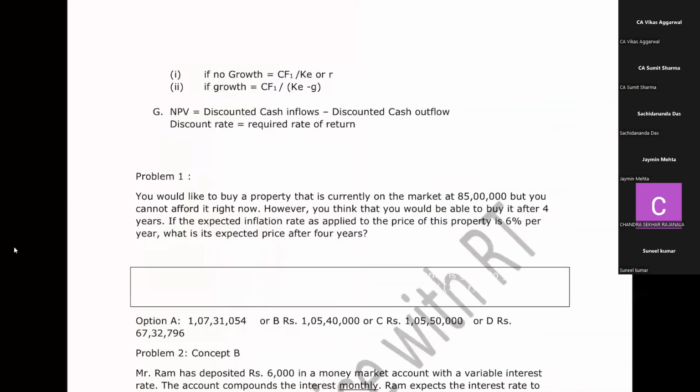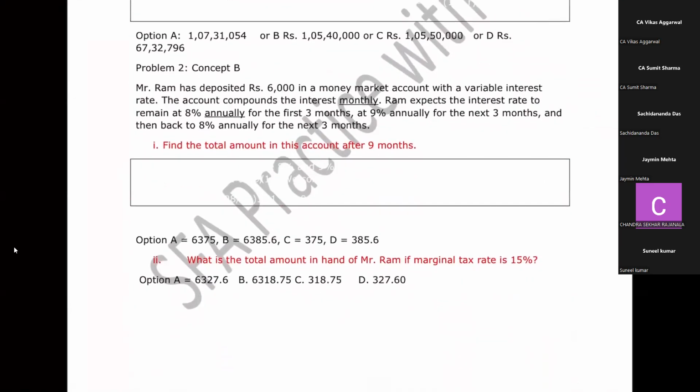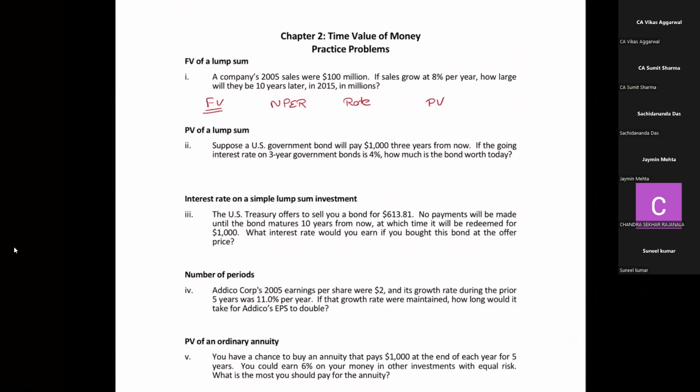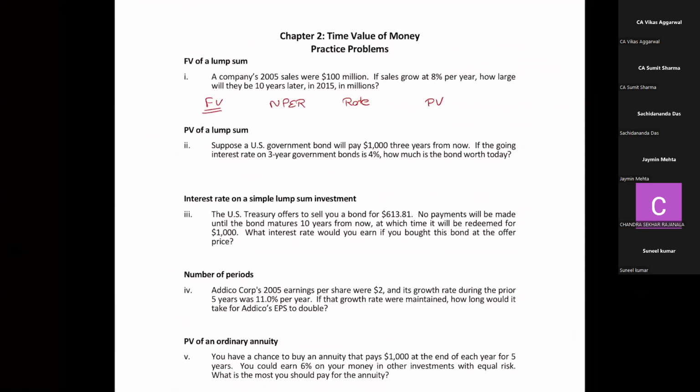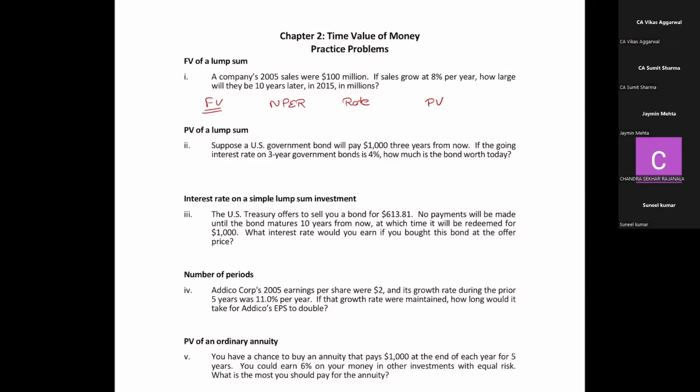So let us jump to the practical questions. I have shared one more file with you with the time value of money. Can you see the screen? Anyone please confirm if you can see the screen. Yes, sir. Please open Excel or OpenOffice, whichever you want, and confirm once you have opened.